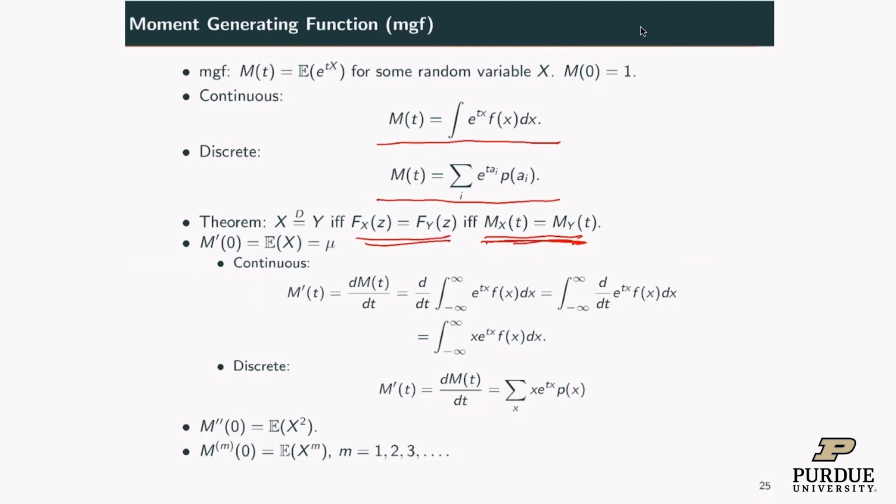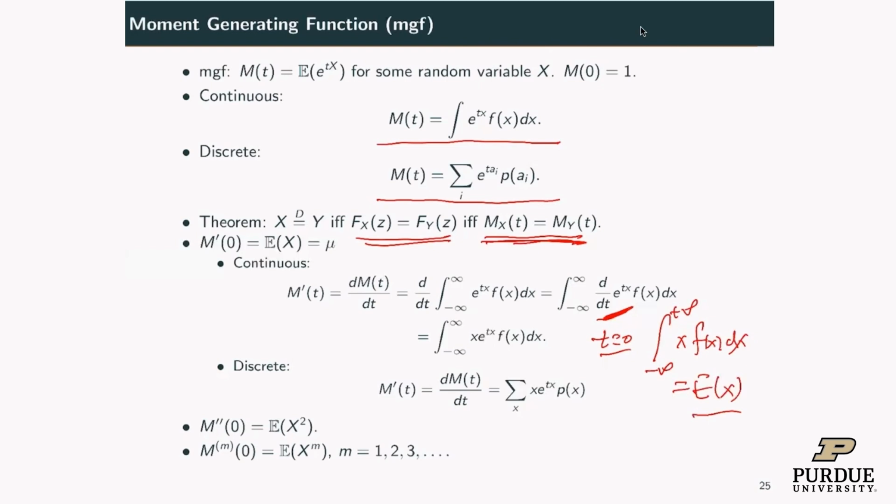Now the derivation is also very simple. For example, I take the derivative with respect to t. Under some conditions, I move this derivative inside the integral. This is a function of t. I take the derivative, so I get x e to the tx f(x). Now I let t equal to 0. I get the integral of x f(x) dx. So this is the expected value of x.